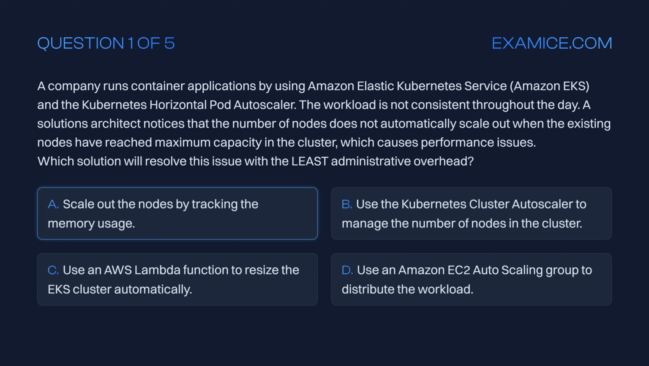Option A. Scale out the nodes by tracking the memory usage. Option B. Use the Kubernetes Cluster Autoscaler to manage the number of nodes in the cluster. Option C. Use an AWS Lambda function to resize the EKS cluster automatically. Option D. Use an Amazon EC2 autoscaling group to distribute the workload.